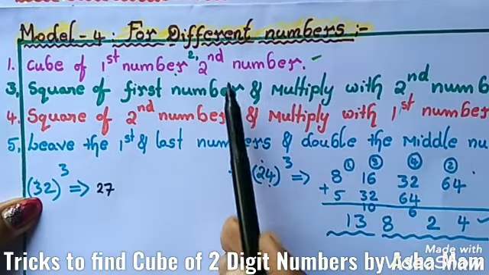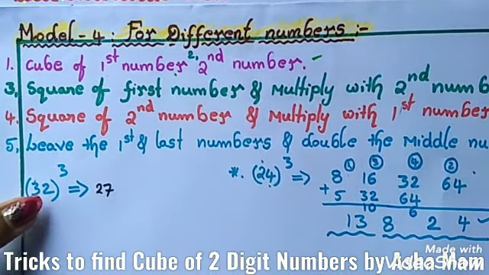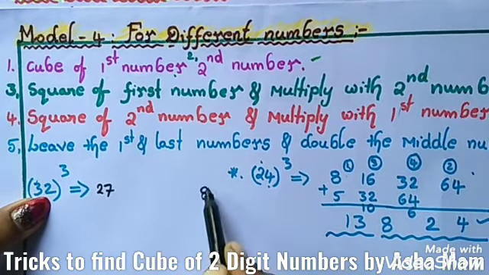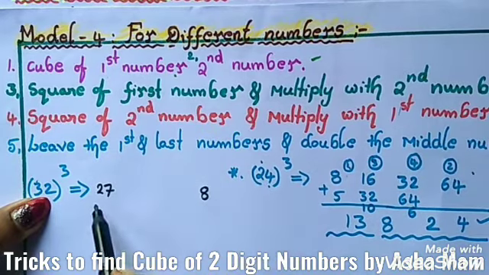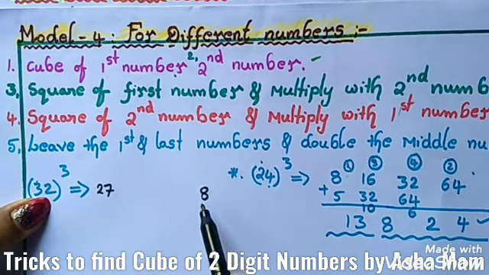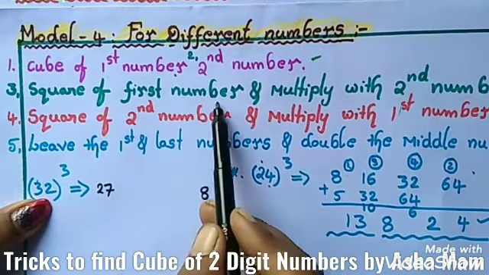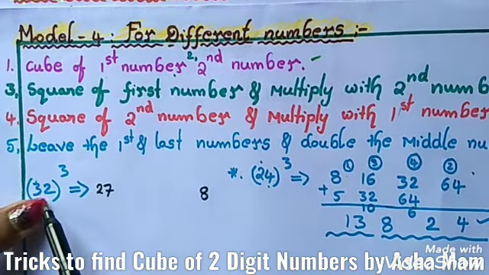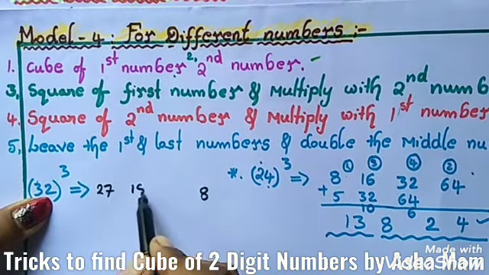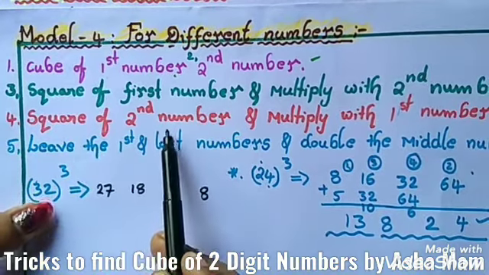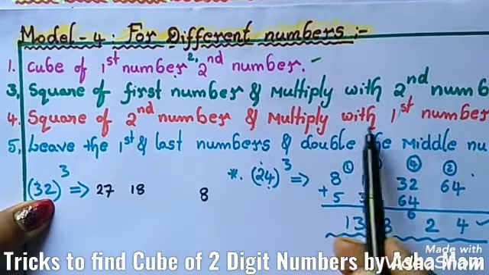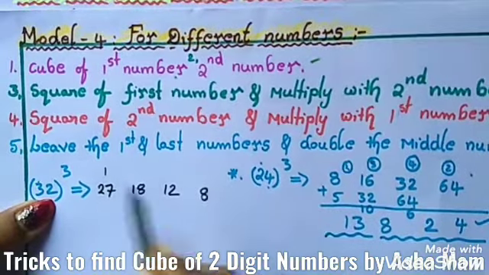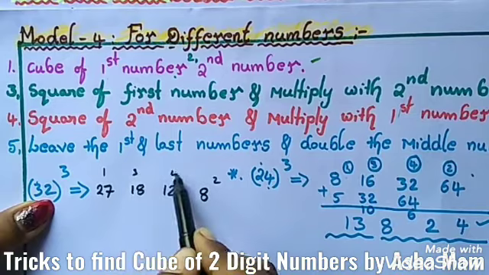And in the second rule, we have to cube the second number. Second number is 2 here. 2 into 2 into 2, that is 8. I am going to write here at the ending. And third rule, square the first number and multiply with the second number. 3 into 3, 9. 9 into 2, 18. Right. Now square the second number, means 2 into 2, 4. Multiply with the first number. 4 into 3, 12. Right. This is first rule, second rule, third rule, fourth rule.